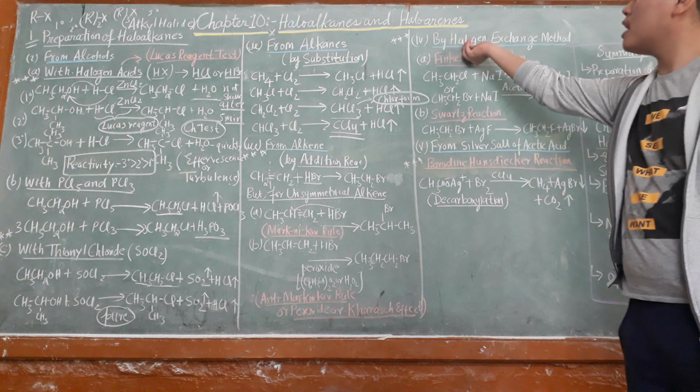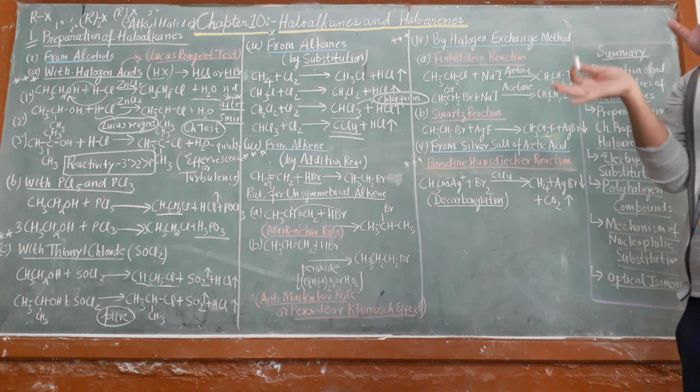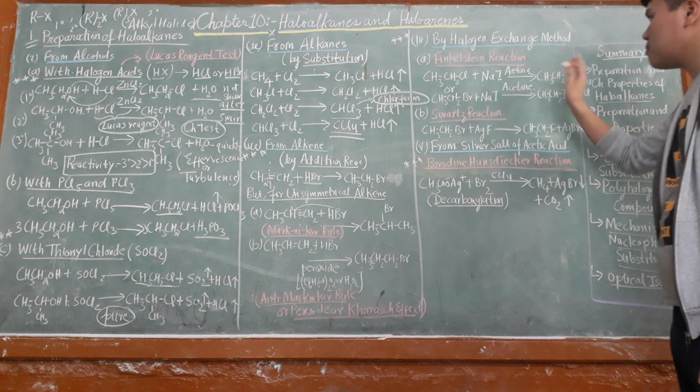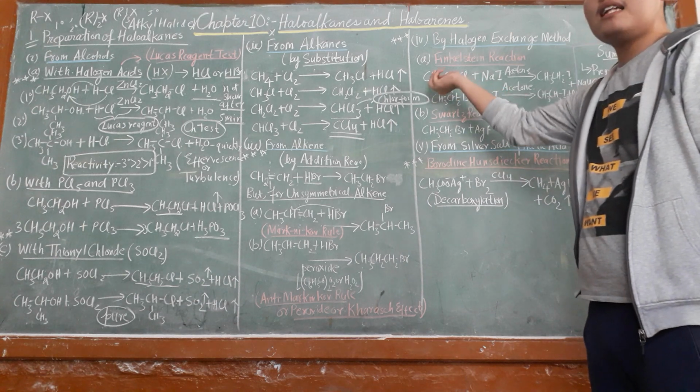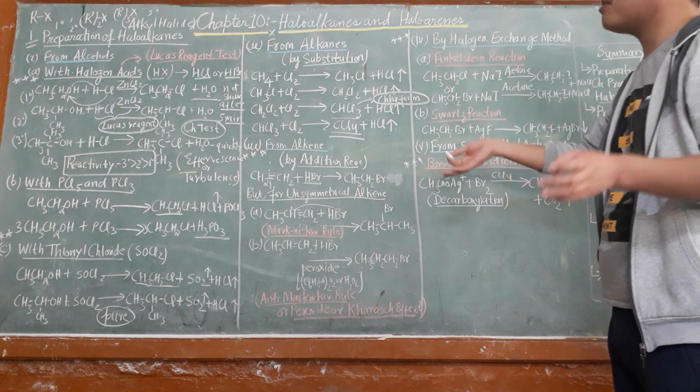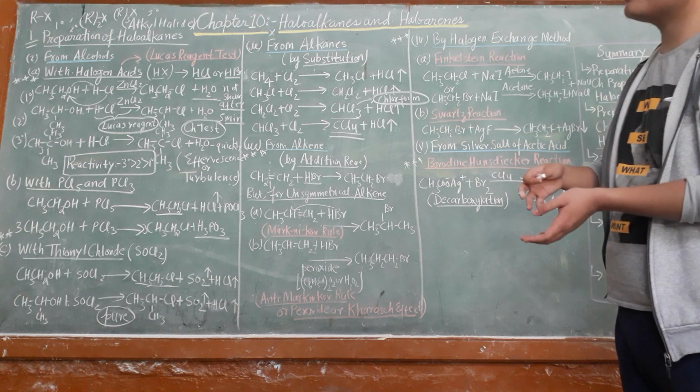Halogen exchange means something like substitution takes place here. The substitution can happen on an alkyl halide, so alkyl halide is produced.